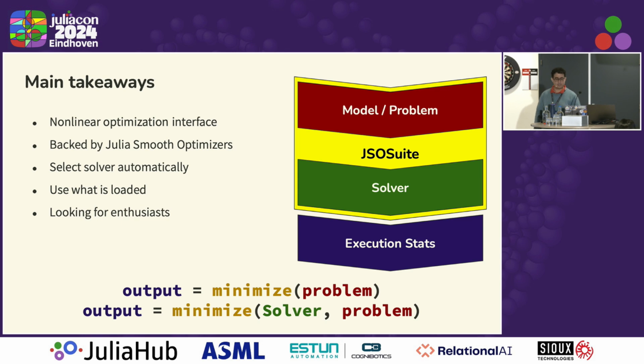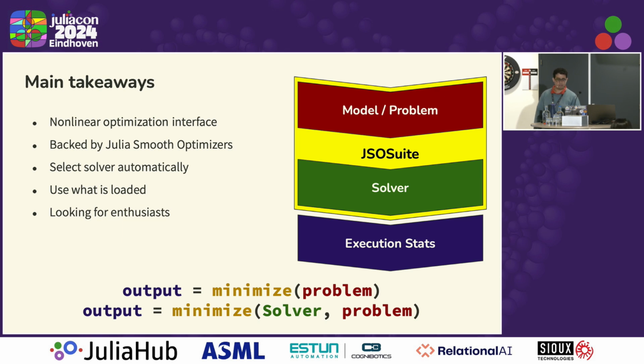So JSO Suite is a nonlinear optimization interface, which means it's like I want to optimize things. I just want to get the user-friendly thing, right? It's backed by Julia Smooth Optimizers, so we have developed a few packages over the years. Julia Smooth Optimizers was created in 2015. It is mainly research focused, so we have worked on a lot of packages for cutting edge solvers, and now we are looking a little bit for the user friendliness.